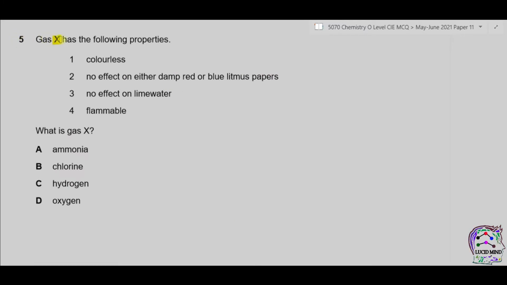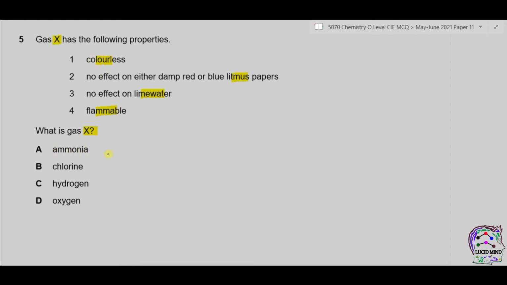Question 5. Gas X has the following properties. First is that it is colorless, then it has no effect on either damp red or blue litmus papers. Third is no effect on lime water. Fourth is that it is flammable. What is gas X? In part A we have ammonia.